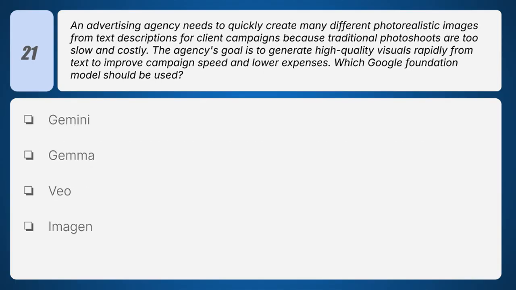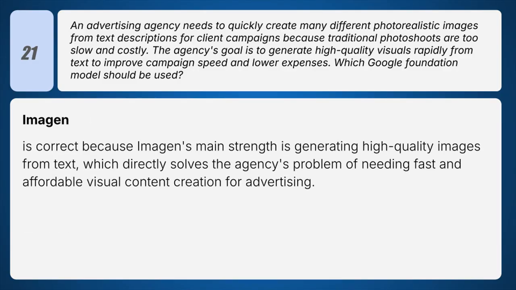An advertising agency needs to quickly create many different photorealistic images from text descriptions for client campaigns because traditional photo shoots are too slow and costly. The agency's goal is to generate high-quality visuals rapidly from text to improve campaign speed and lower expenses. Which Google Foundation model should be used? A. Gemini. B. Gemma. C. Veo. D. Imagen. Imagen is correct because Imagen's main strength is generating high-quality images from text, which directly solves the agency's problem of needing fast and affordable visual content creation for advertising.